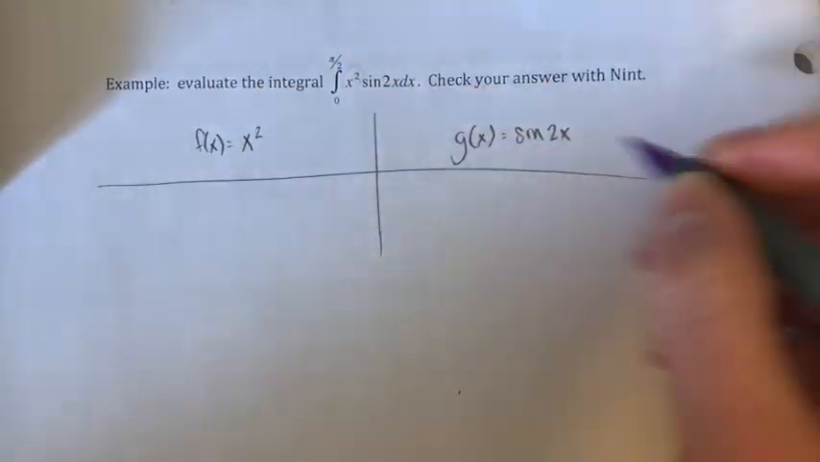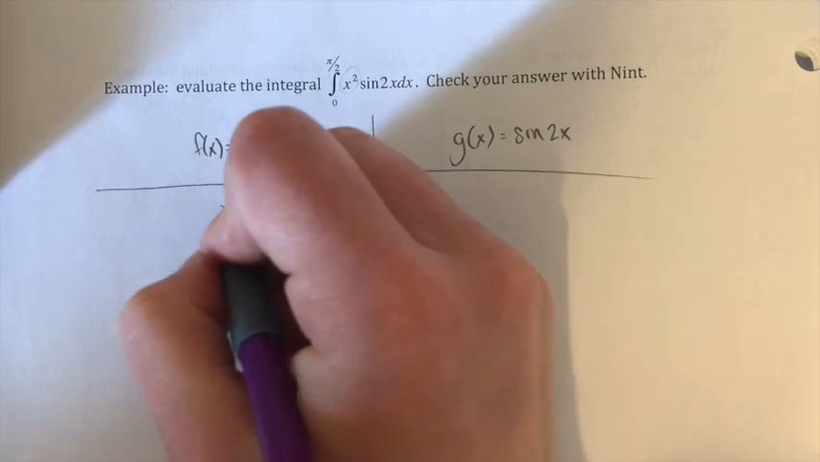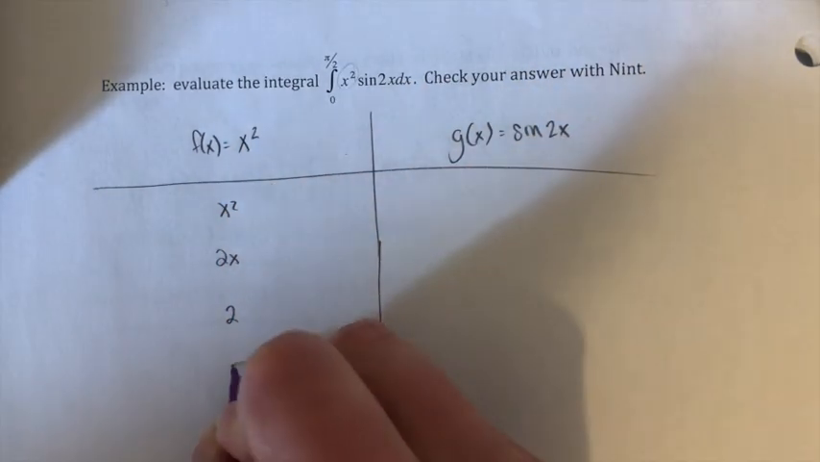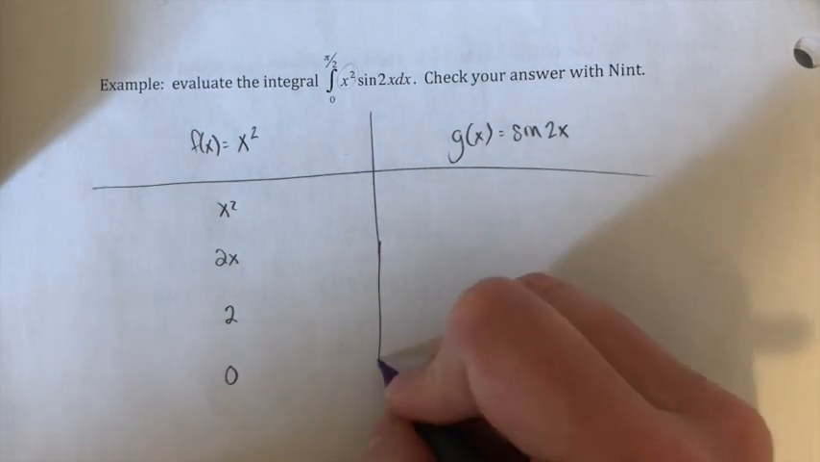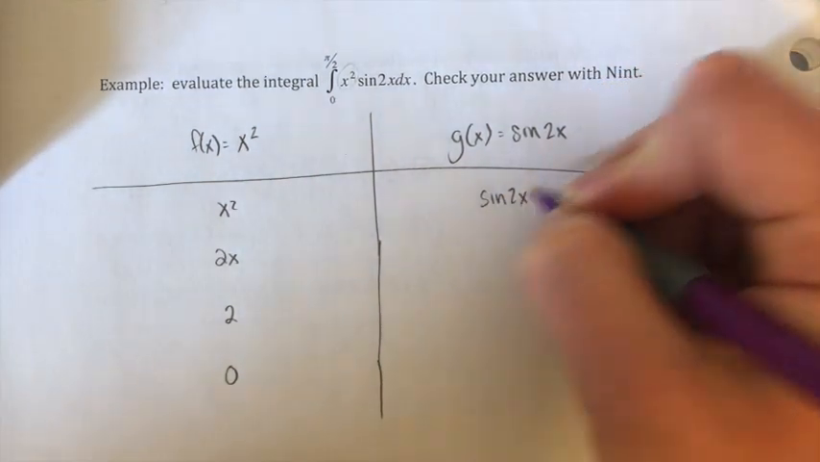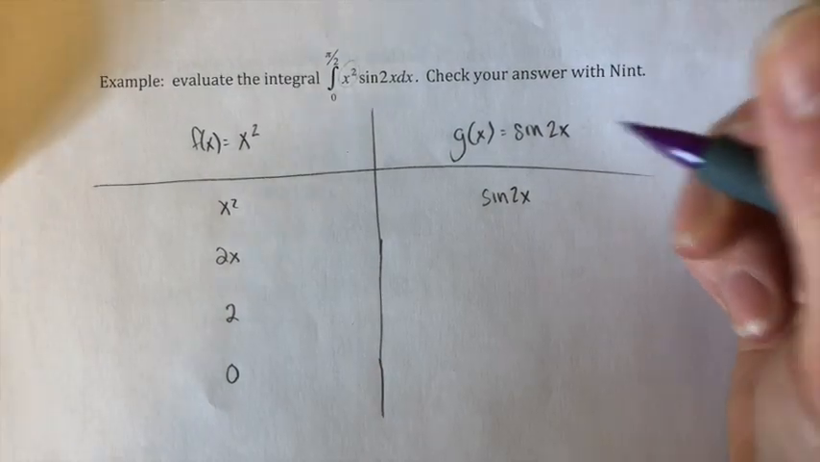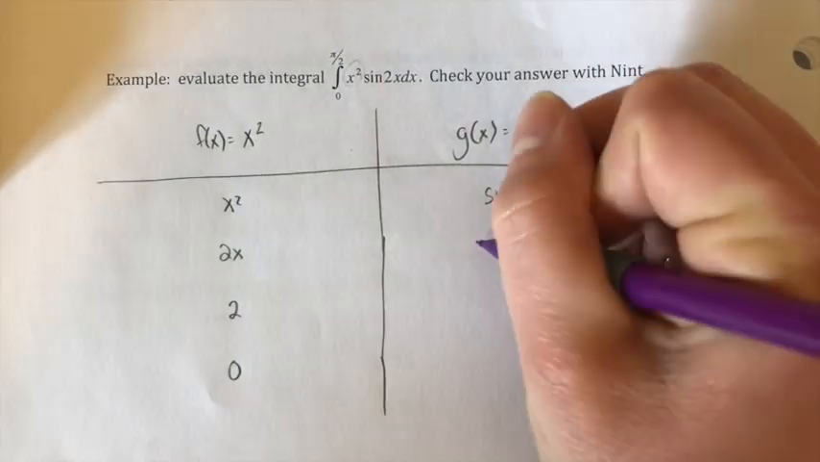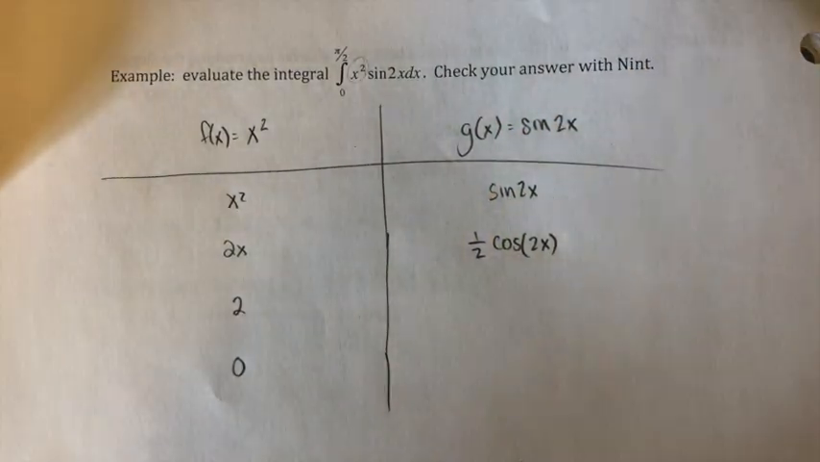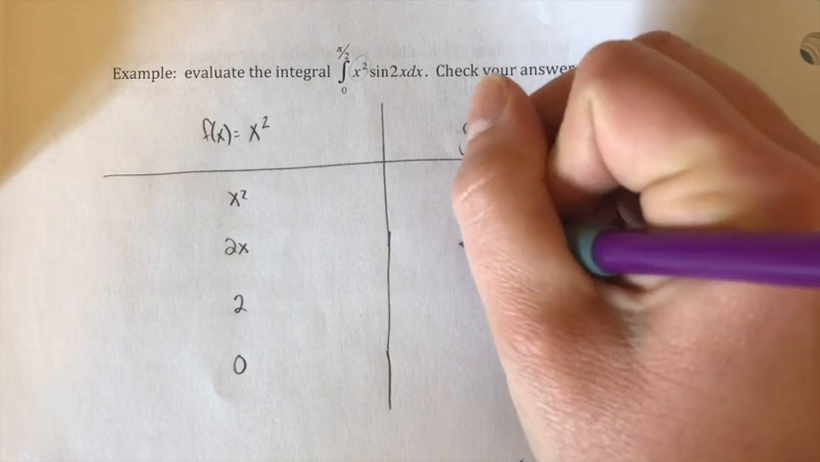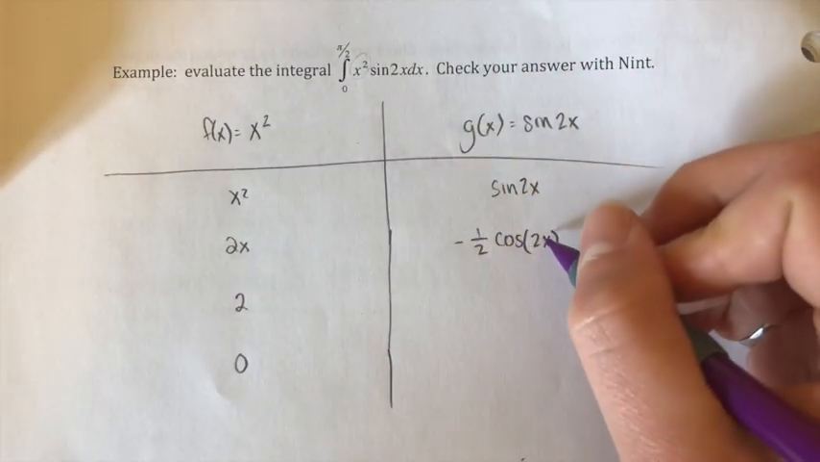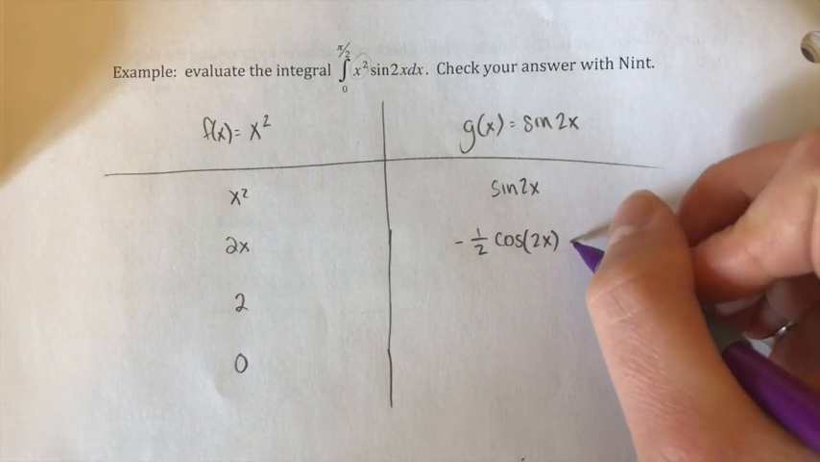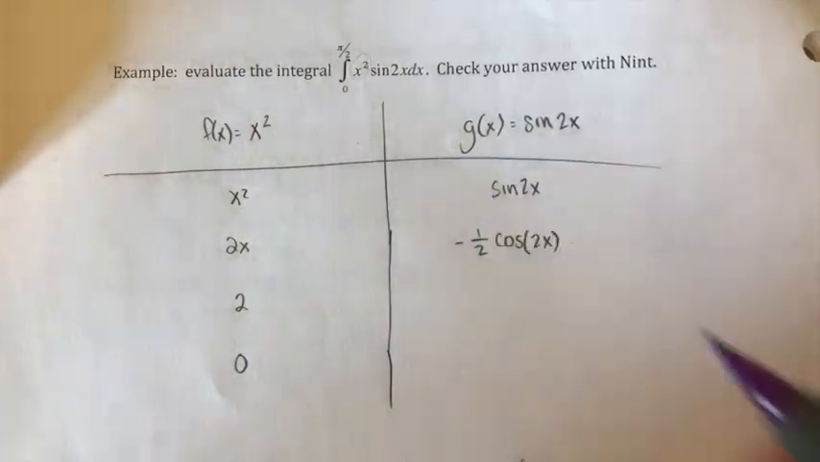So we're going to do the derivatives of this. x squared is our starting point. Then we get 2x, then we get 2, then we get 0. We start with sine of 2x. The integral of that is going to be a negative cos, and it's going to have a 1/2, so that when we do the derivative, when that 2 multiplies because of the chain rule, it's going to balance back out to a 1.